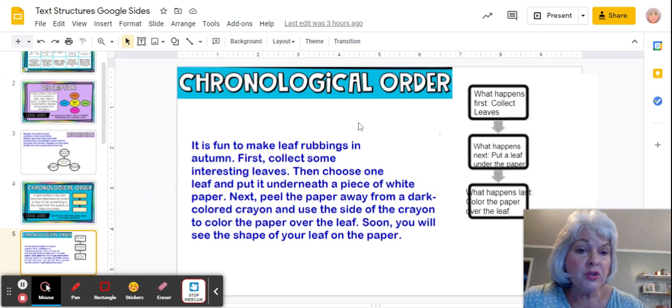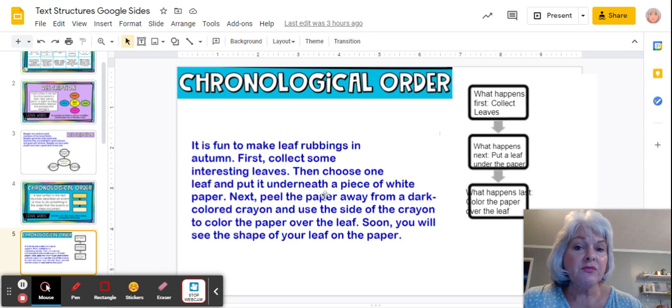So you talk about the chronological order, you can say, well, what happens first, next, and last. So it's fun to make leaf rubbings in autumn. First, collect some interesting leaves. Then choose one of the leaves and put it underneath a piece of white paper. Next, peel the paper away from a dark colored crayon and use the side of the crayon to color the paper over the leaf. Soon you will see the shape of your leaf.